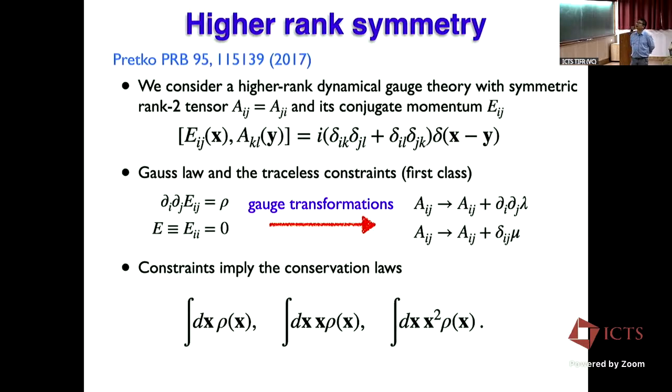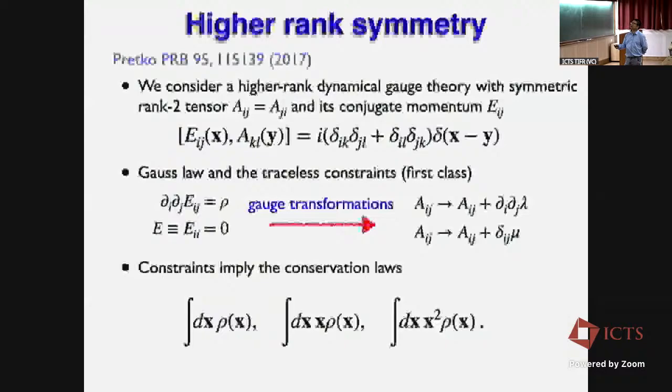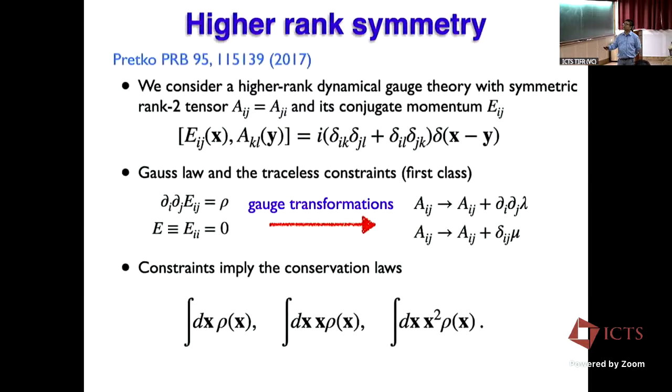Here I just warm up to remind you about higher rank symmetry in the symmetric tensor gauge language. I introduce a symmetric rank 2 tensor, and there is a canonical conjugate. With this commutation relation, we also need to impose the Gauss law for the higher rank symmetry. Furthermore, the symmetry of the lowest Landau level also requires the tracelessness of the electric tensor.